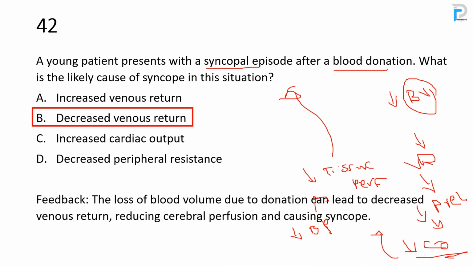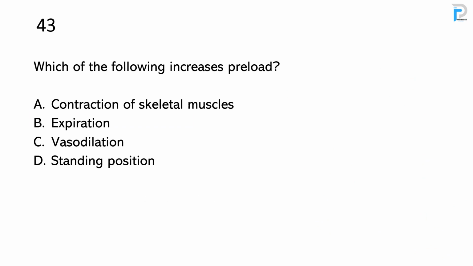Which of the following increases preload? Okay, the blood that is coming back to the heart. Is it contraction of skeletal muscle, or expiration, or vasodilation, or standing position? Standing position is wrong, because while we are standing, because of gravity, venous return decreases. Vasodilation means the vessel is dilated, so the pressure will be less. So a decrease in the pressure will decrease venous return, because we are reducing the pressure gradient between peripheral and central.